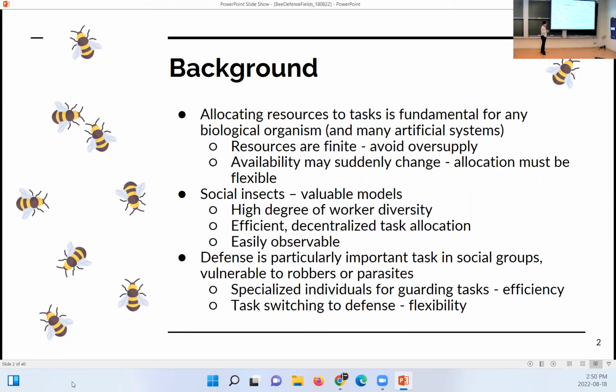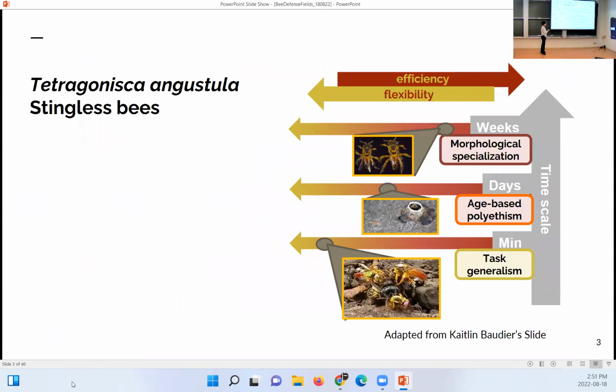So we're gonna talk about a particular species of bees. It's called Tetragonisca angustula, and they are stingless bees. They are a really great model because they have a mixture of all these strategies at different time scales. So they have all the range of defensive strategies that you can think of in terms of efficiency and in terms of flexibility.